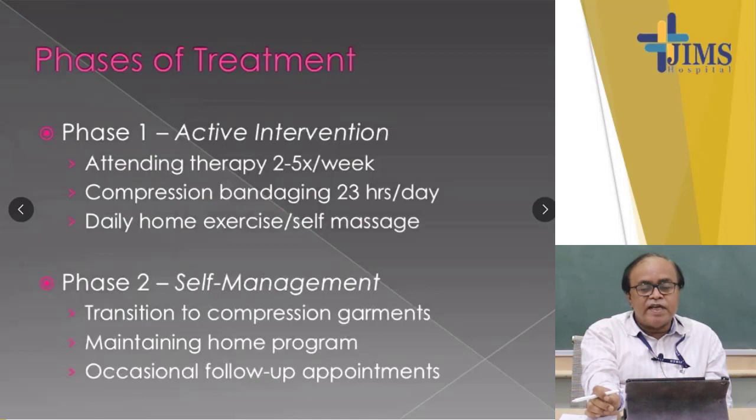Phases of treatment. Phase 1, active intervention: attending therapy 2 to 5 days per week, compression bandaging 23 hours per day. So, in 24 hours, 23 hours this bandaging should be maintained, only to be removed when the patient takes a bath. Daily home exercise and self-massage are all taught by the specialist and physiotherapist, and then the patient has to follow it.